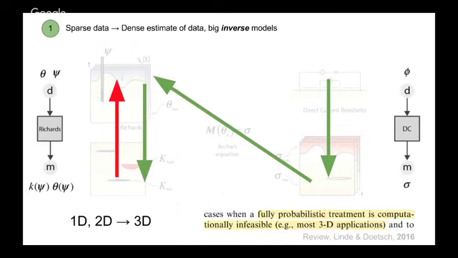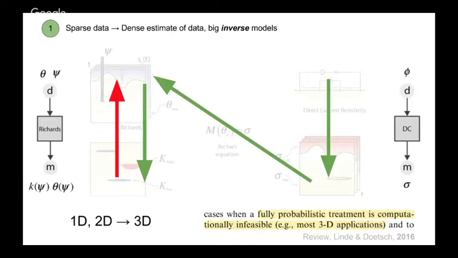But in the context of going from that sparse data estimate, which is a very good estimate, to a dense estimate of data, again, we don't actually have all of the saturation or water content side of things. We have an estimate of it through some empirical mapping. That becomes a big inverse problem. And so the models that we're interested in are much bigger.